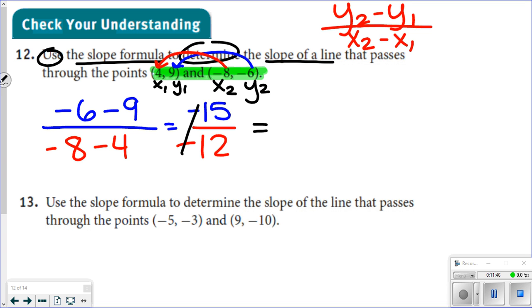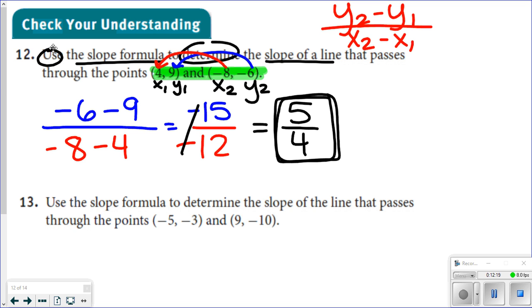If you don't know how to reduce fractions, if you type negative 15 divided by negative 12 into Desmos or your calculator app, it'll reduce it into 5 over 4. Always box in your final answers for me so I can find them. 15 divided by 3 is 5. 12 divided by 3 is 4. So my final slope is 5 over 4. Up 5 over 4.